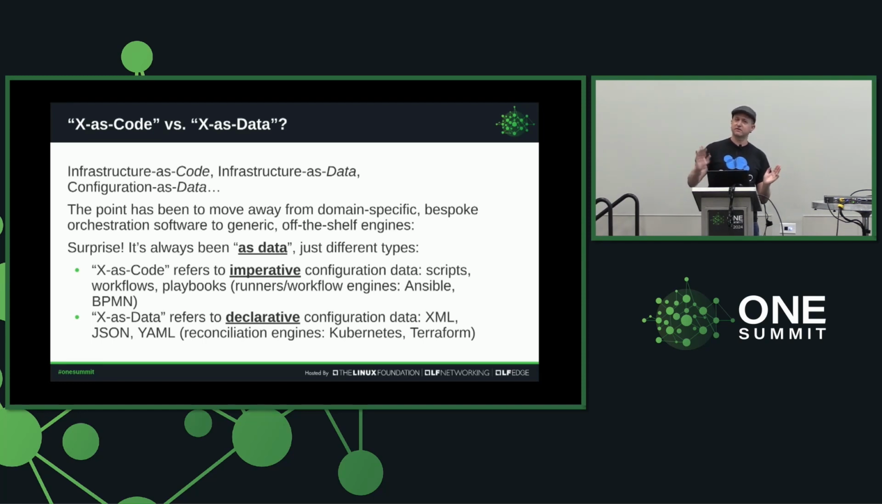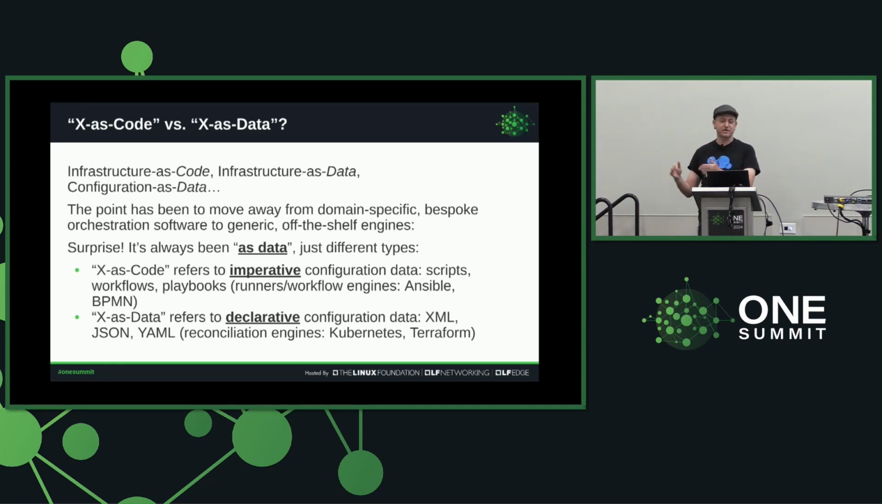I'm here to tell you that they're not actually that different from each other, right? The big shift has been where we say something as code, we're talking about data in both cases, right? It's always about data, but it's two subtly different kinds of data. When we talk about infrastructure as code, we're talking about imperative configuration data, right? Scripts, workflows, playbooks. And the engines that run this kind of data are things like Ansible or BPMN workflow engines.